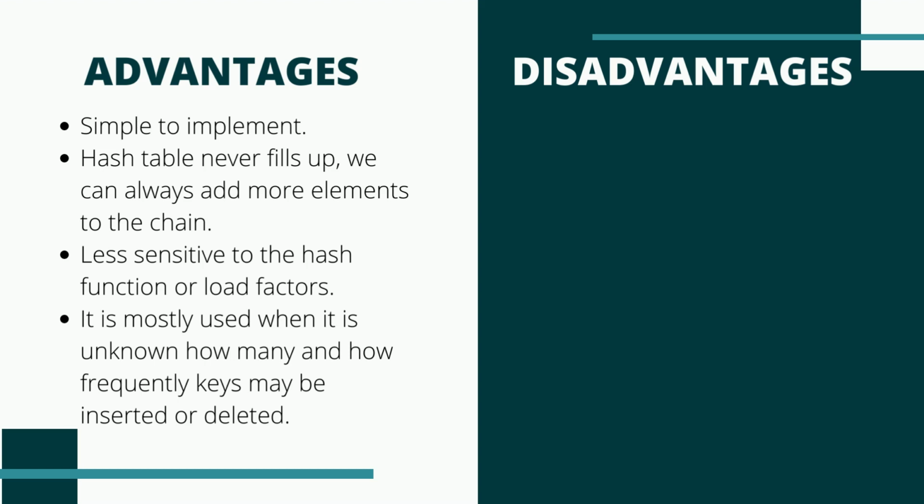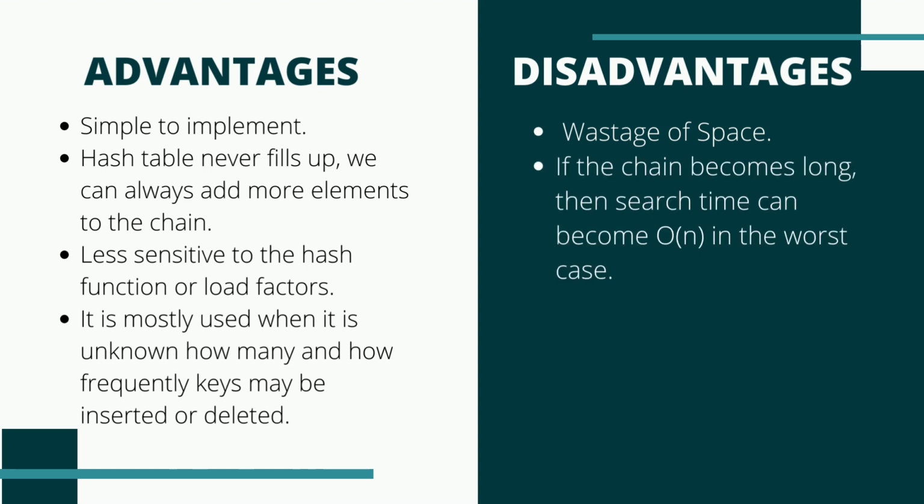Now let's talk about a few disadvantages of separate chaining. Wastage of space, as some slots of the hash table are never used, as we have seen in the previous example. If a majority of keys hash to the same value, then the linked list grows and search time becomes big O of n in the worst case. The last disadvantage is that we waste extra memory to save link addresses.